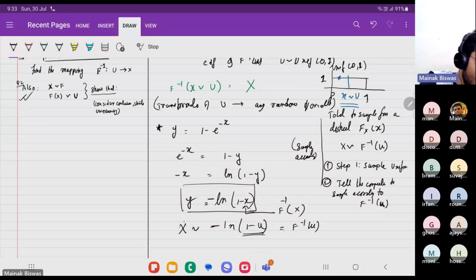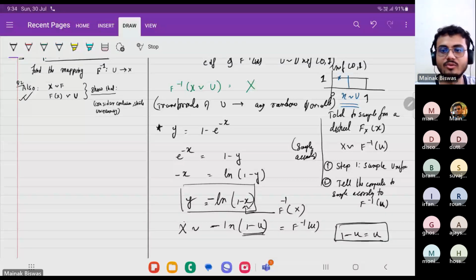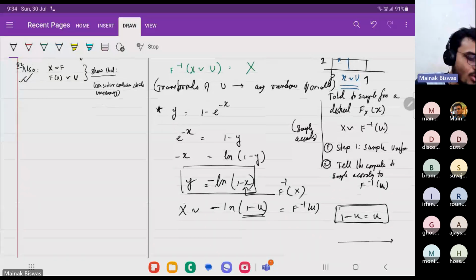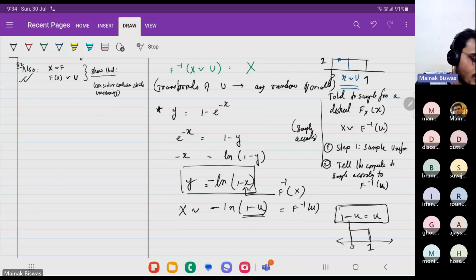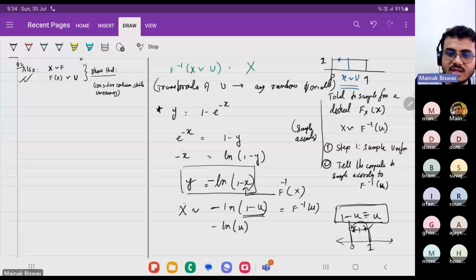So do you see that 1 minus u is equal to u in distribution? For a uniform distribution, if you sample from 1 minus u, it is equivalent to sampling from u. For example, if you sample 0.25, you will get 0.75 in 1 minus u's case. And if you sample 0.5, it will just be flipped, right? So there will be no change in distribution. All of them will have the same probabilities. They're the same distribution, symmetric about that one line. So 1 minus u is u in distribution.